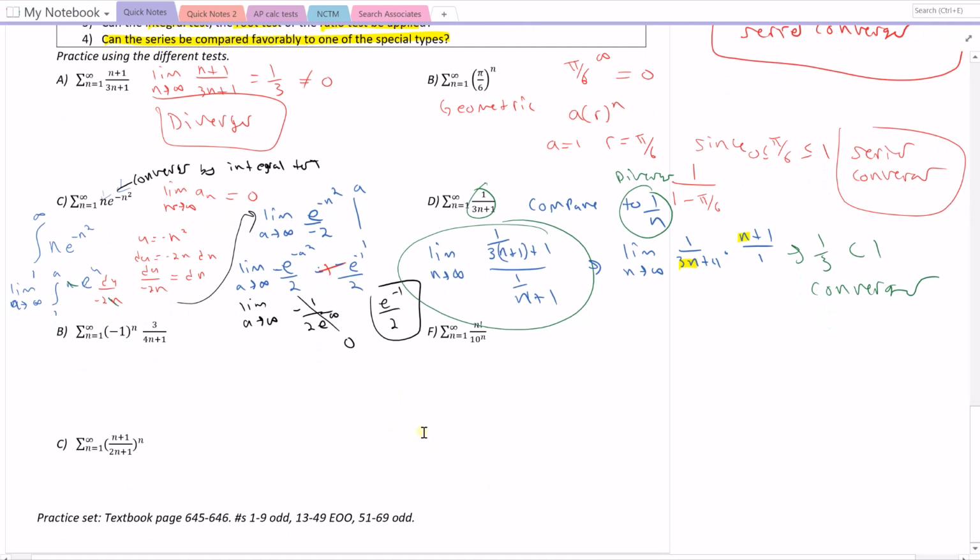The lettering is hard to read on this one, but because of this term, it looks like an alternating series test. All we have to do is show that the limit as n goes to infinity of a_n goes to 0, and that a_(n+1) is less than a_n, or basically that it's decreasing the whole time. So if you look at the limit as n goes to infinity of 3 over 4n plus 1, it goes to 0, right? The denominator is bigger.